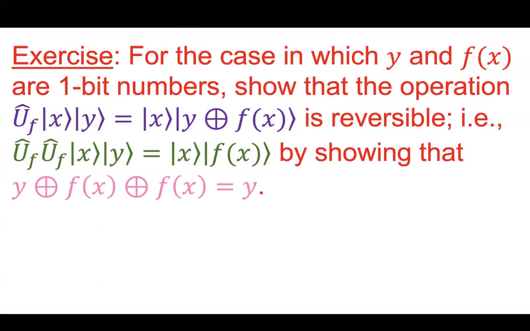As an exercise, I would like you to consider the case when y and f of x represent 1 bit each, and you're free to consider all the different cases one at a time to show that the operation represented by U sub f, which we talked about, is reversible, by showing that the bitwise addition modulo 2 of y, f of x, and f of x equals y.